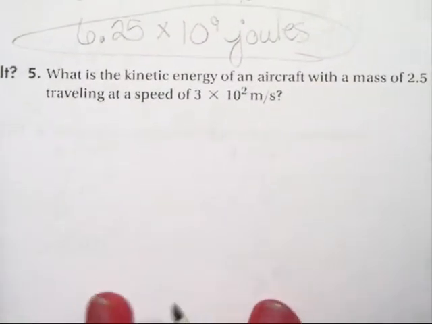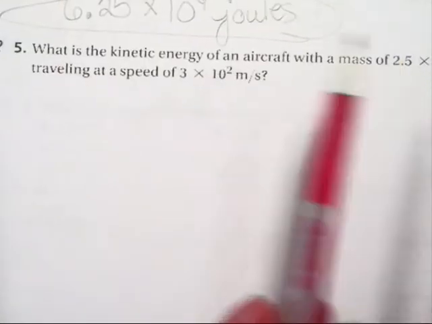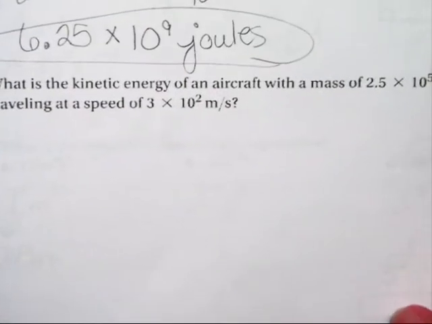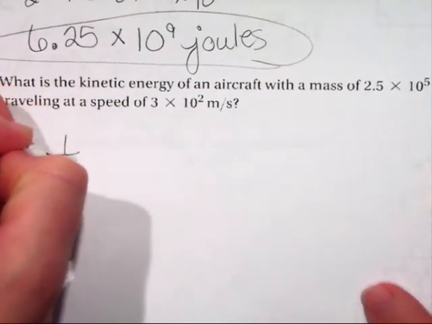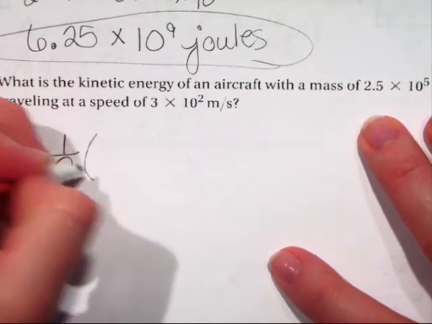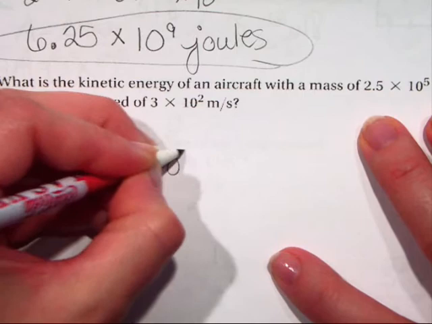Now, we got one more. What's the kinetic energy of an aircraft that has a mass of 2.5 times 10 to the 5th kilograms, and it has a speed of 3 times 10 to the second meters per second. This one's going a little slower. It's only going 300 meters every second. All right, let's go ahead and see what we can do. So we have 1/2 times the mass, so 2.5 times 10 to the 5th.